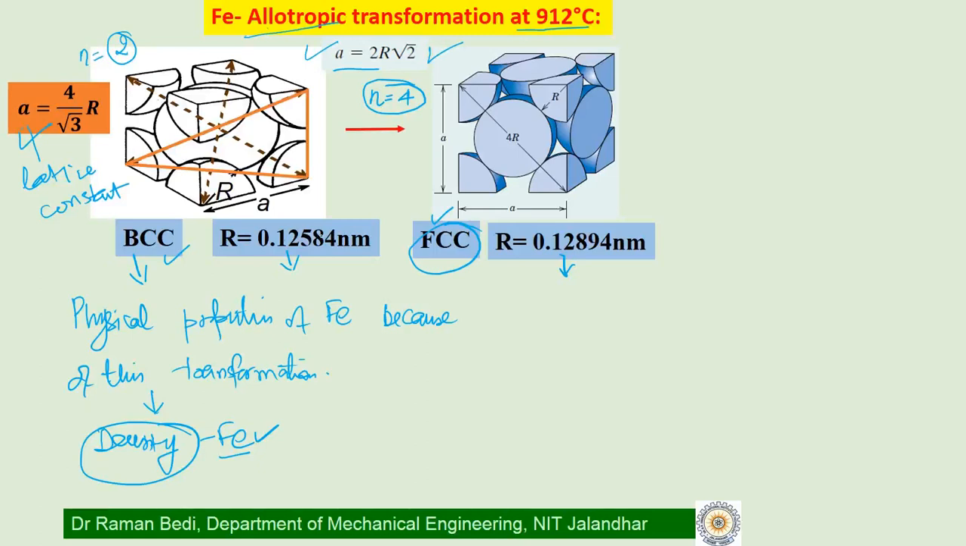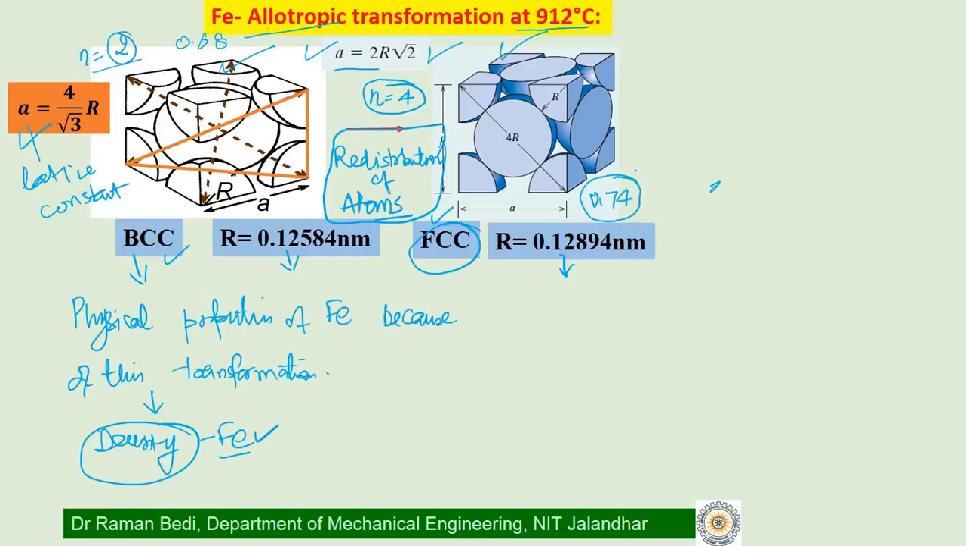The only thing happening is that because of this allotropic transformation, there is a redistribution of atoms within the material. They shift their positions from this particular crystal structure to a different crystal structure. And we understand the number of atoms are different. The second thing we know is that the APF for BCC is 0.68 and the APF for FCC is 0.74. So the packing factor also is different.